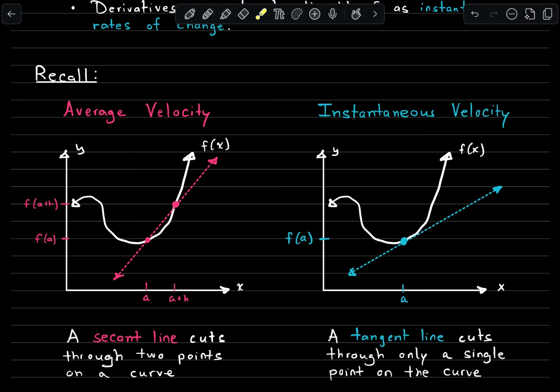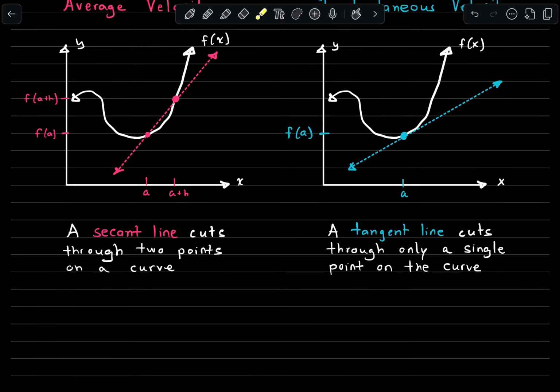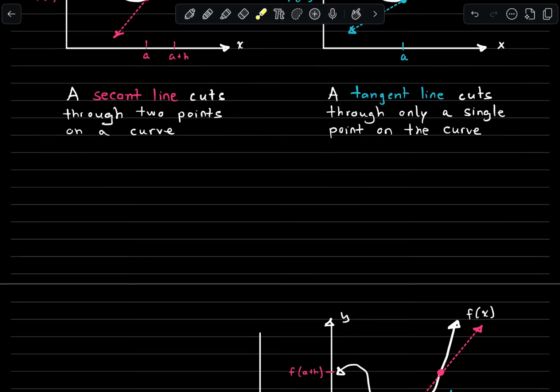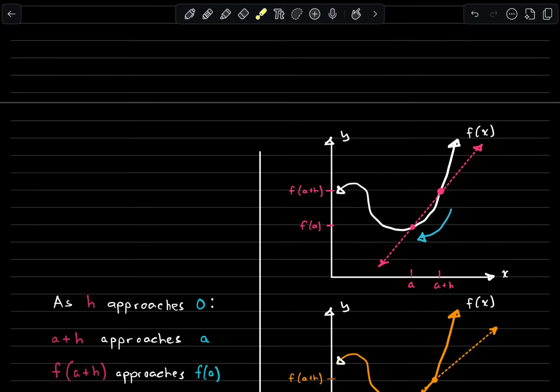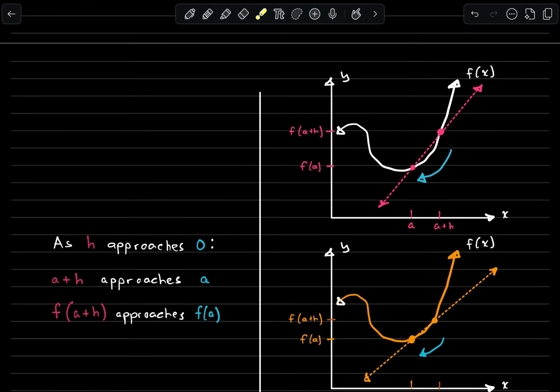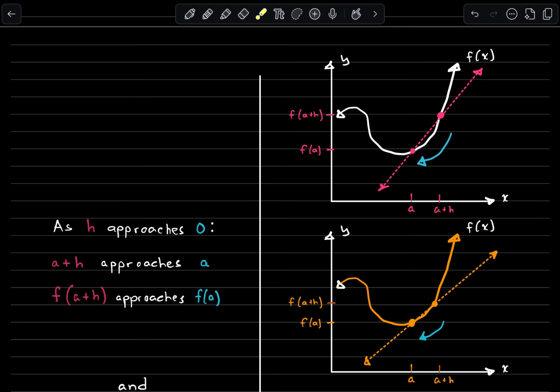So quick review, a secant line is cutting through 2 points in a curve. A tangent line is cutting through only a single point on the curve. And this is just a visual representation of what happens as h approaches 0 for these graphs. Okay, so as h approaches 0, a plus h is approaching a, and f of a plus h is approaching f of a. So this point is coming down the curve. It's getting closer and closer to your first point.